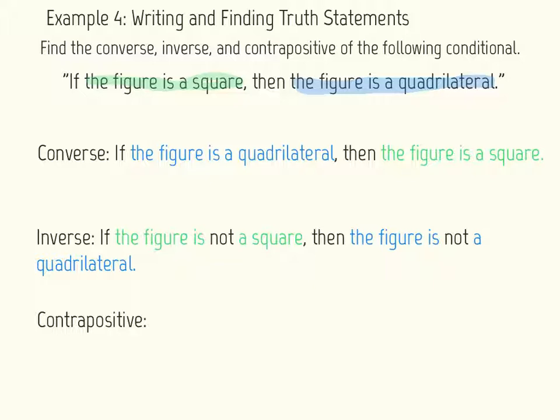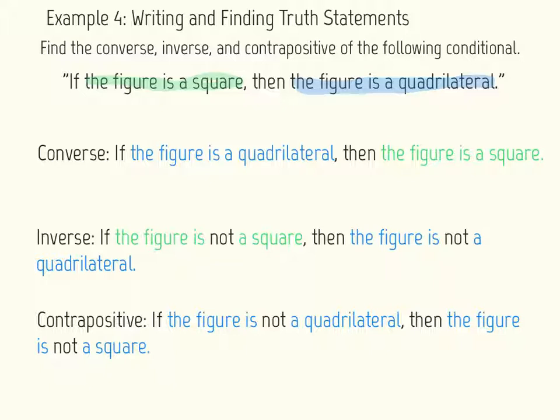And finally, the contrapositive is where you switch the P and the Q, and you switch them both to not statements, or negations. So the contrapositive would read, if the figure is not a quadrilateral, then the figure is not a square.